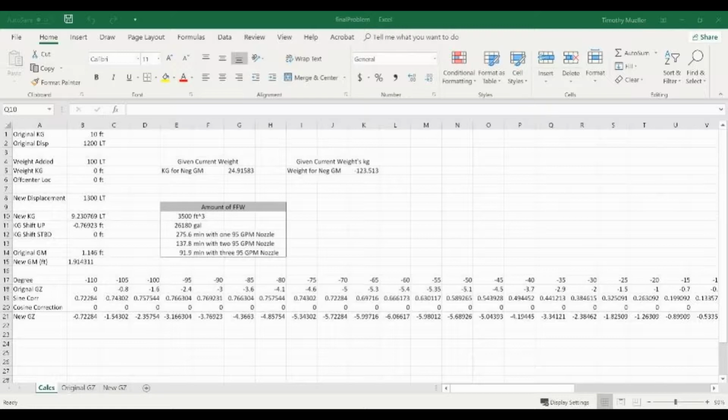Right here I've got an Excel spreadsheet, and we're going to go through everything that we've seen so far in Chapter 4, but with a completely fictional vessel that I just made up. We're going to see some special, not so special things, from listing, lolling, sine corrections, cosine corrections, to wrap up everything here in Chapter 4. So let's get started.